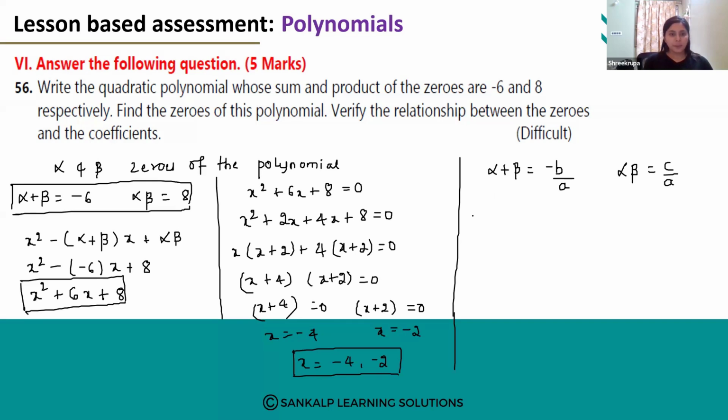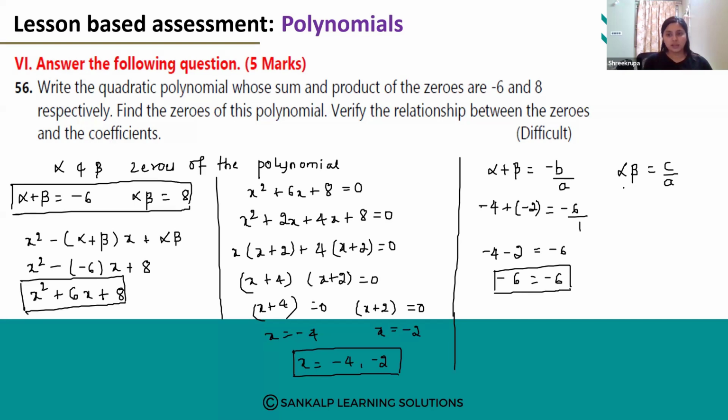Let's take alpha as -4 and beta as -2. These are the zeros, correct? So let's consider alpha value -4 and beta -2, and the b value is 6. So -6 by a is 1. -4 plus -2 equals -6. Here we have to add the numbers and retain the sign. -6 equals -6. So LHS is equal to RHS.